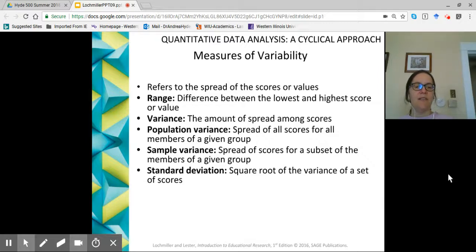And then the standard deviation is technically the square root of the variance of a set of scores, but more meaningfully, it's how far one is expected to move away from the mean.